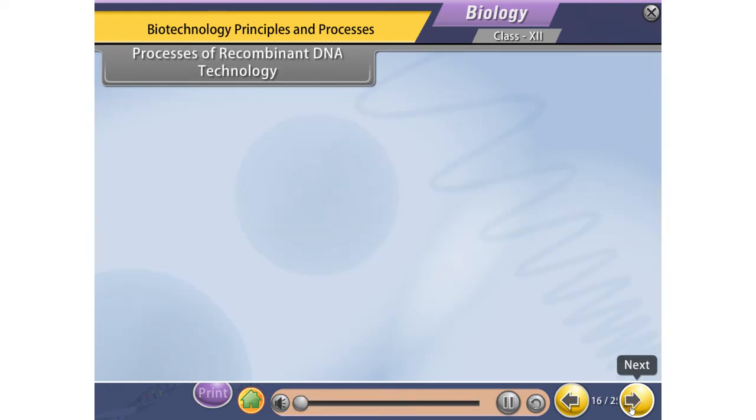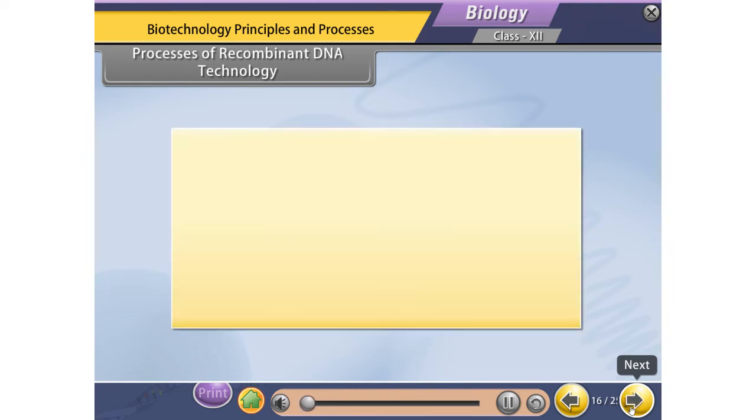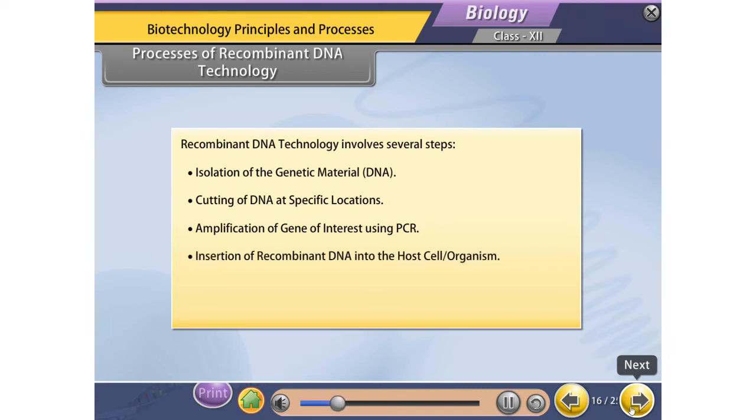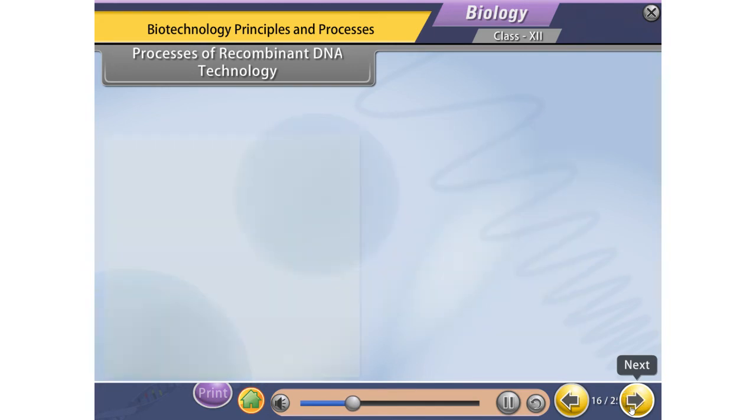Assessment before processes of recombinant DNA technology. Recombinant DNA technology involves several steps: isolation of the genetic material, DNA; cutting of DNA at specific locations; amplification of gene of interest using PCR; insertion of recombinant DNA into the host cell organism; obtaining the foreign gene product; and downstream processing.